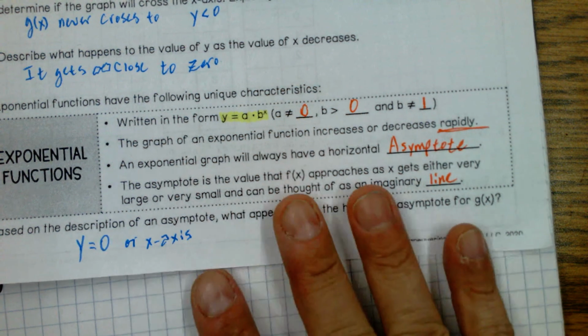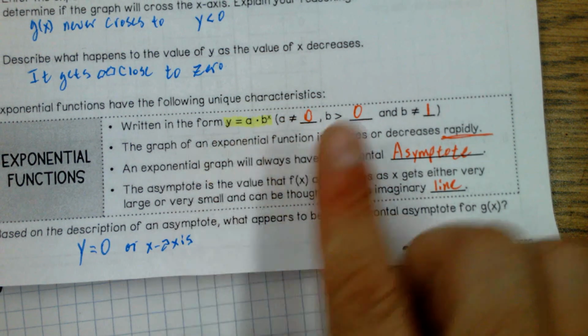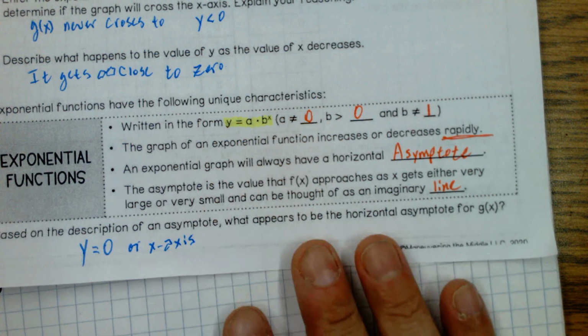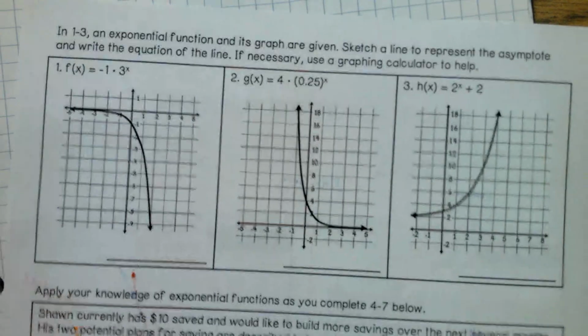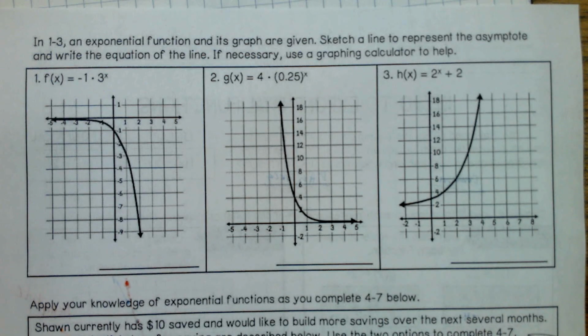So we've kind of defined a few things. We know what to look for in the equation here. Let's flip this page and practice a little bit. So we're going to look at 1, 2, 3. We have an exponential function and the graph written. Sketch a line to represent the asymptote and write the equation of the line. If necessary, use a graphing calculator for help. Okay.